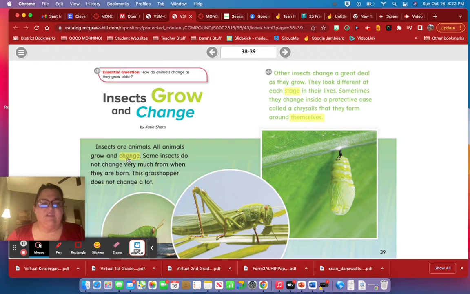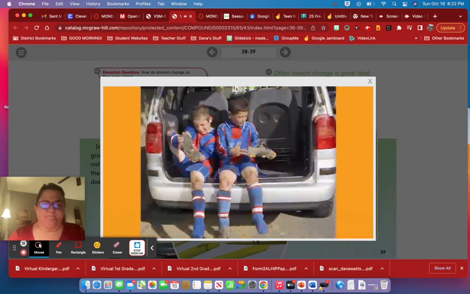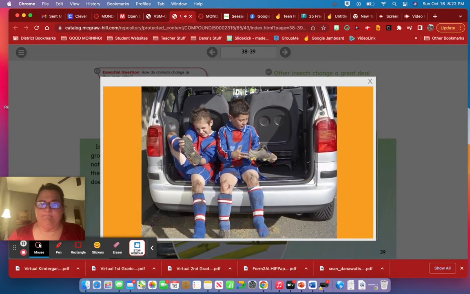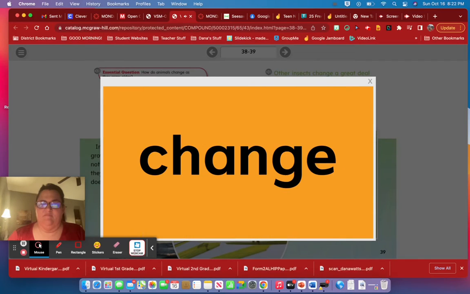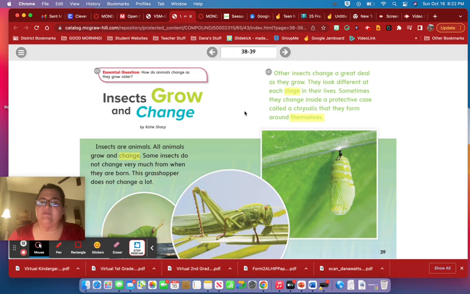The first one you see is the word change. Heard that one before. Change. To become different. We need to change our shoes after soccer practice. Change. And of course, you probably already know some things about a lot of insects, how they change as they go through their life cycle. And so that's a good word to be thinking about in this story.